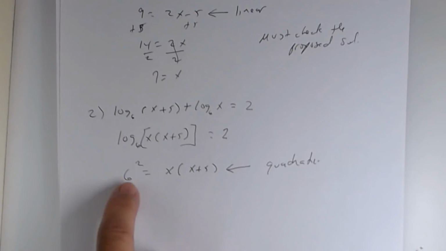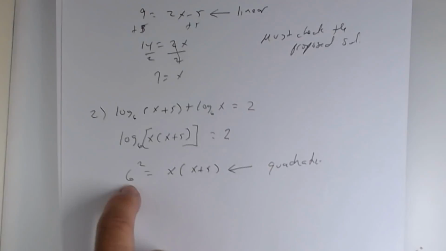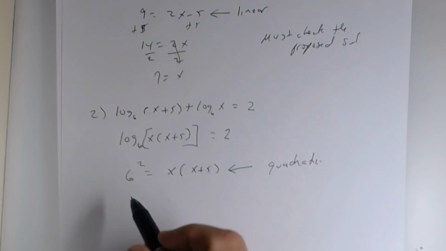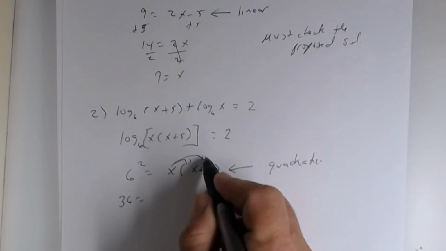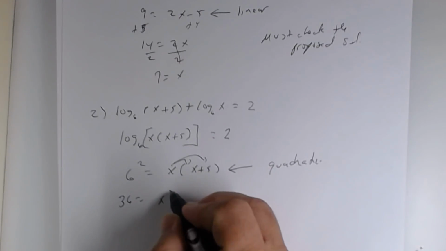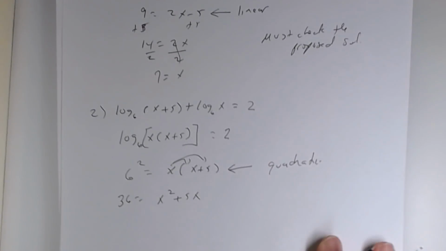What has to be on this side in order to say each one equals that number? What has to be here? 0. 0 has to be there. So no, you can't do that. But what you need to do is this. You say 36 equals, and then distribute, right? So what do I get? x squared plus 5x. All right, almost done.